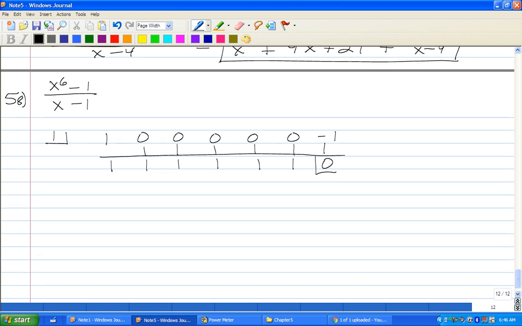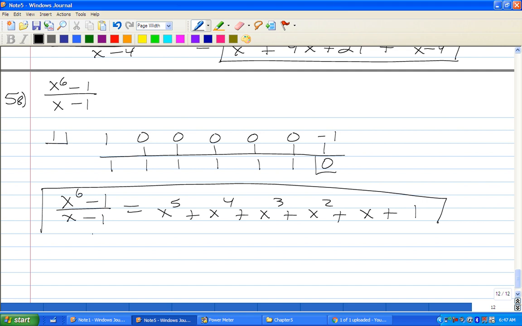And so I started with x to the 6th, so my answer starts with x to the 5th. So I have 1x to the 5th, 1x to the 4, 1x cubed, 1x squared, 1x, plus 1 and no remainder. So that is your answer. Obviously much faster than long division.